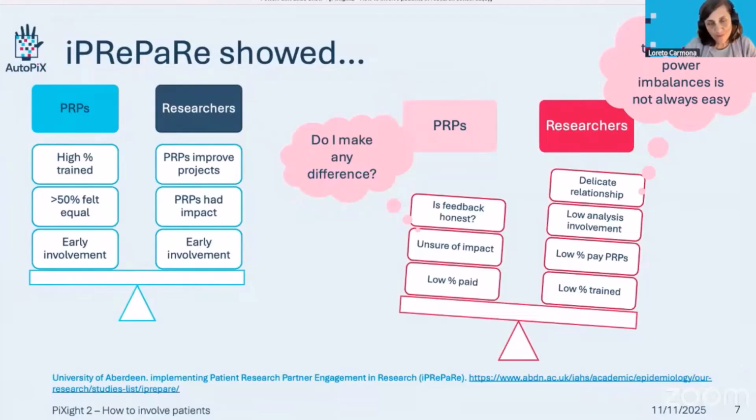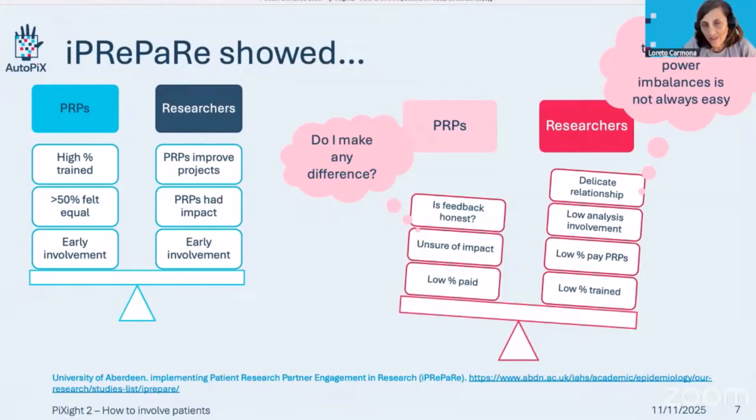So there was some nuance, both from the perspective of the PRPs and the researchers. So the PRPs were worried about whether they were making any difference at all, whether feedback was honest. They were unsure of their impact, and a very low percentage of them were paid. That's something that they mentioned.